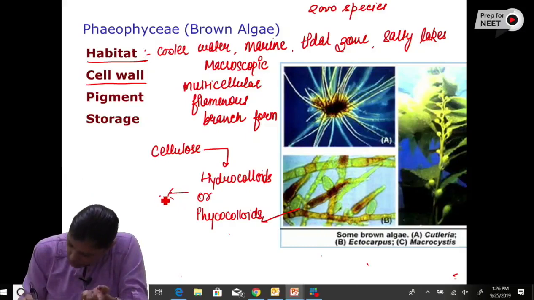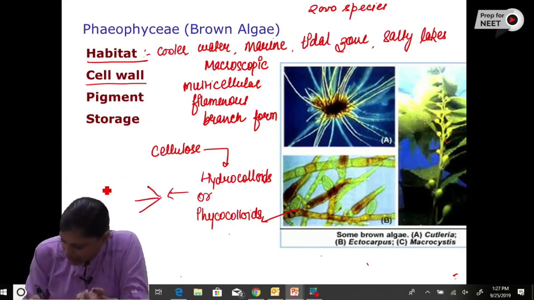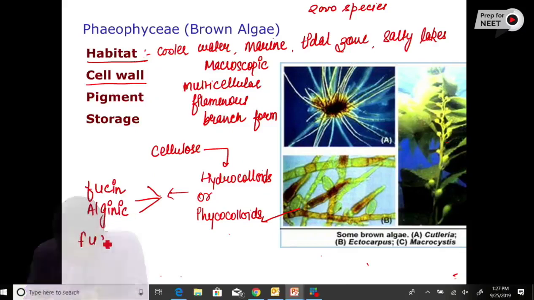So there are three kinds of substances that can be present in the brown algae. One is fucin, alginic acid, and fucoidin, right. So these are the substances which we can isolate from this alga.